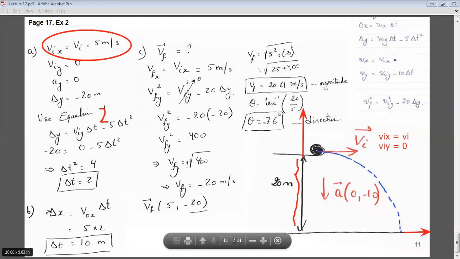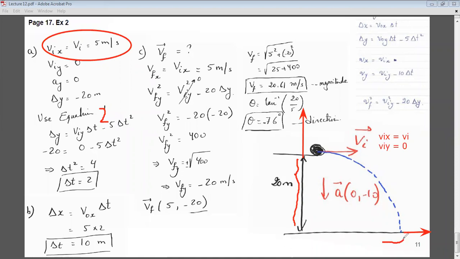Now part B, how far? Again, how far? So he's asking about delta x, which is from here to here. So we use the first equation because I have the initial x and now I have delta t. So it's 5 times 2, which is 10.